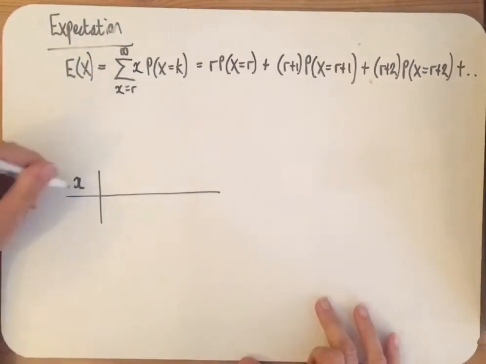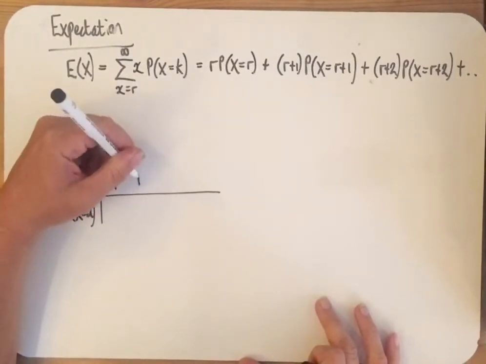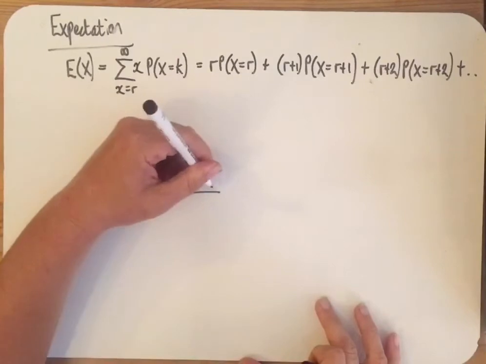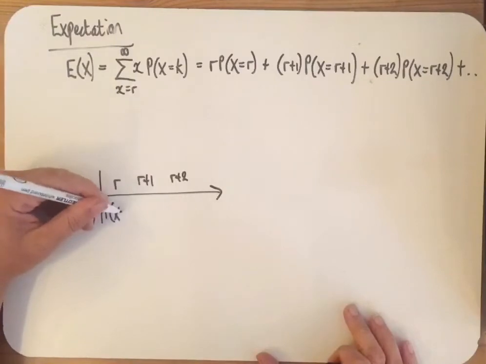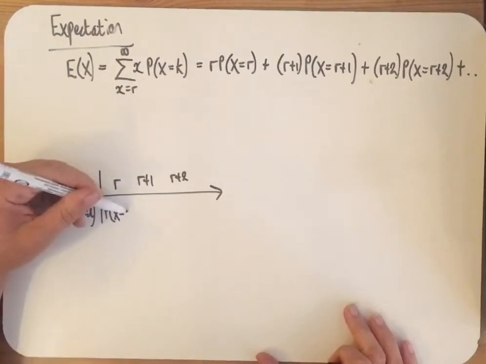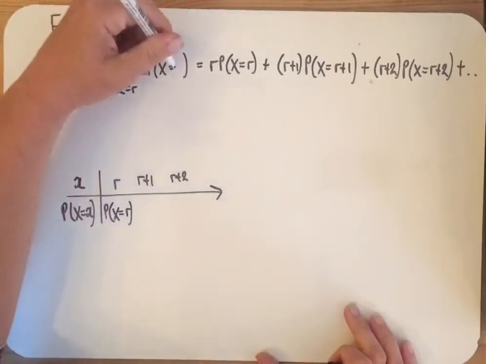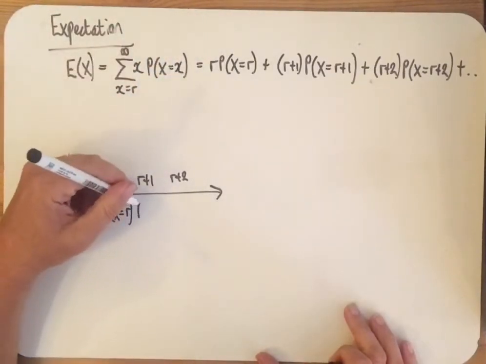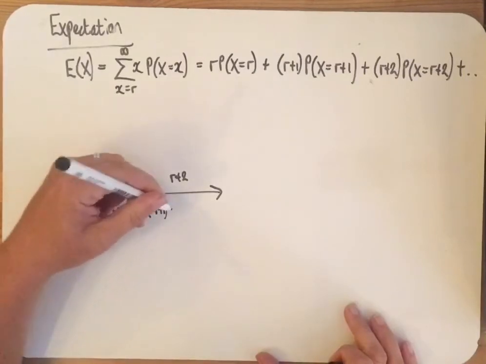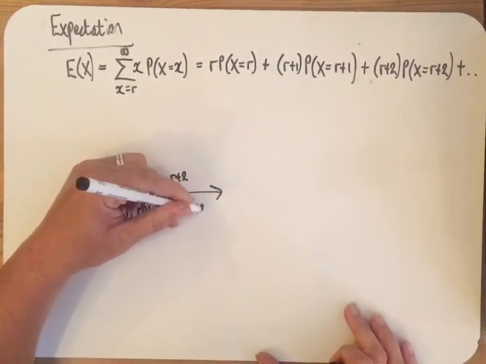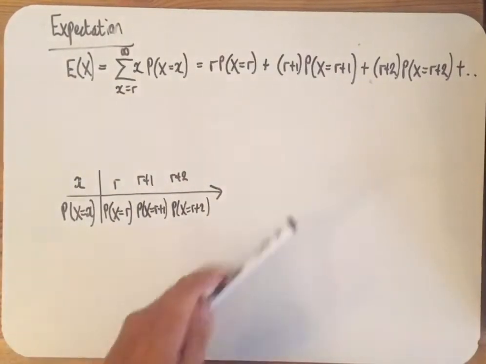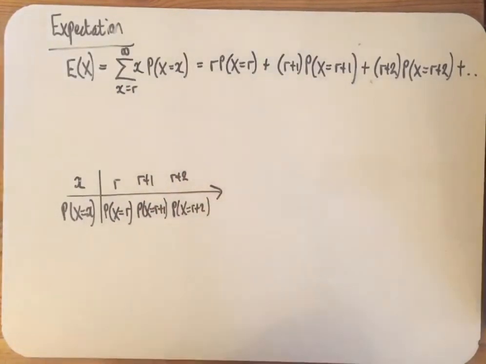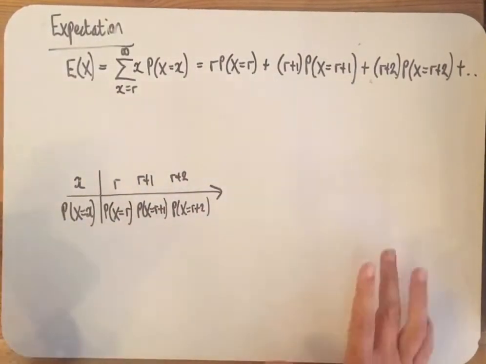So if you think about it, you'd have x, probability x equals x. The smallest value x can take is r, and then r plus 1, r plus 2. It's an infinite probability distribution. And then you'd have a probability that x equals r, so maybe change that one to an x as well. Probability x equals r plus 1, probability x equals r plus 2, etc. And then you times and add your way through. So that's all I've done there. So I've written that out. So that's your expectation of x.